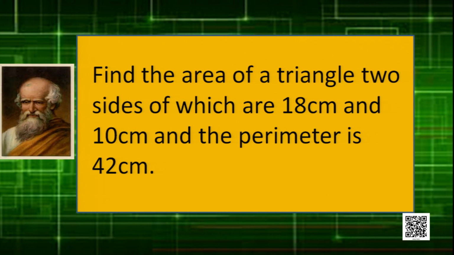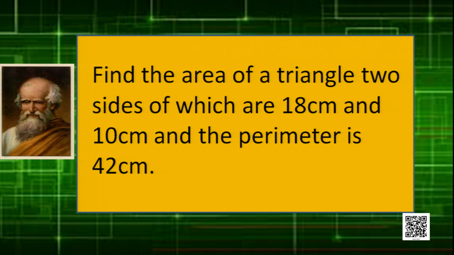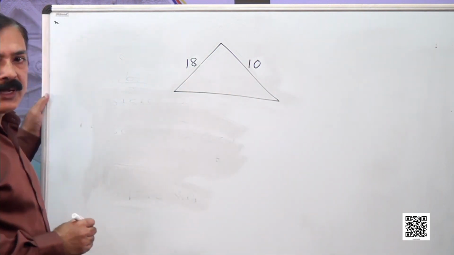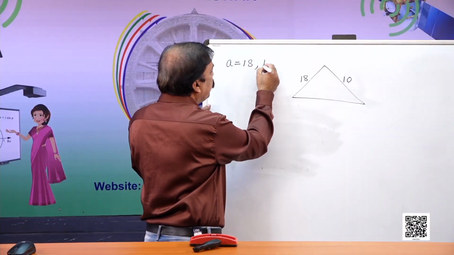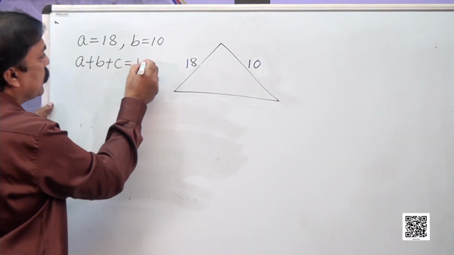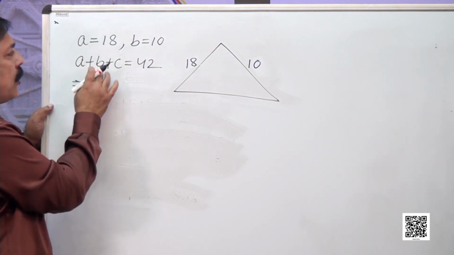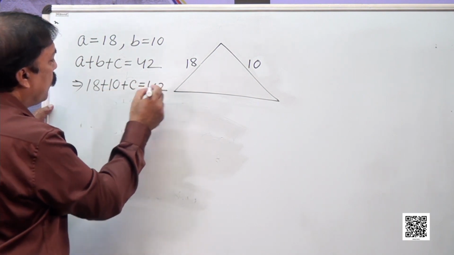This problem says: find the area of a triangle, two sides of which are 18 centimeter and 10 centimeter, and the perimeter is 42 centimeter. In this triangle, two sides are 18 centimeter and 10 centimeter and perimeter is 42. That means A is equal to 18, B is equal to 10 and A plus B plus C is equal to 42. If we substitute the values of A and B, we have 18 plus 10 plus C is equal to 42.